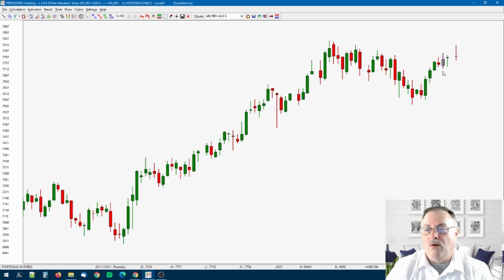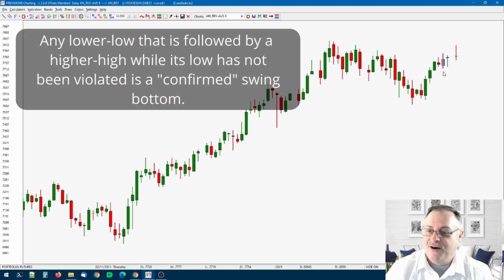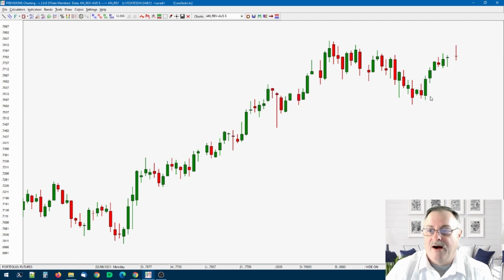However, the low of the outside bar, the lower low, is still intact. No subsequent price bar has made a lower low than our outside bar. But yet now that lower low has been followed by a higher high, which confirms our lower low as a swing bottom. Take a look at this pattern so far. We have swing bottom, swing bottom, swing bottom. 3 swing bottoms in a row.